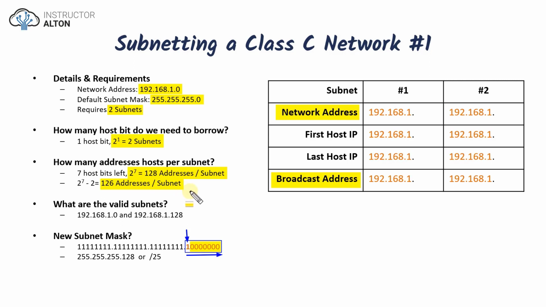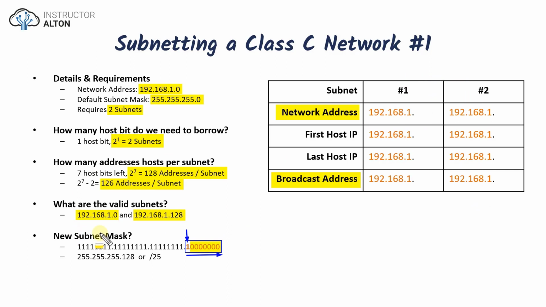The next question is, what are the valid subnets? I'm going to show you on this screen. The first one is 192.168.1.0, which we're simply stating off the network address. And the second one is 192.168.1.128. This will make more sense when I fill out this table.